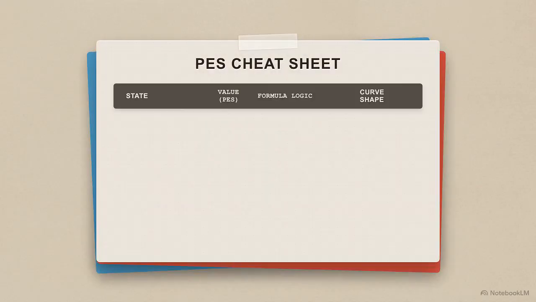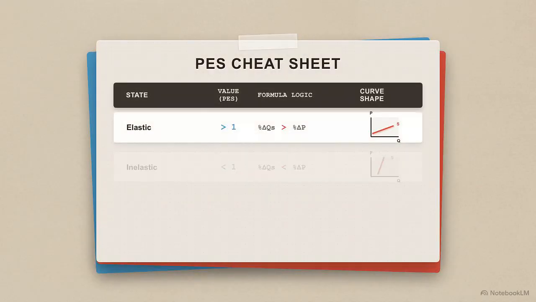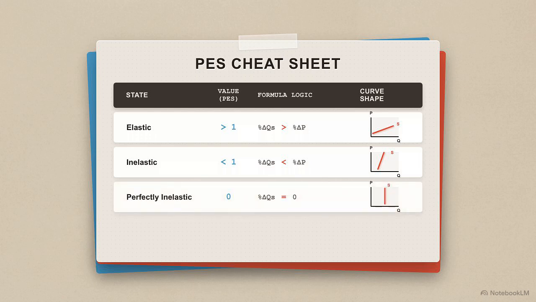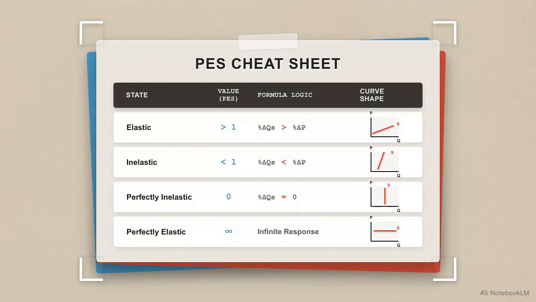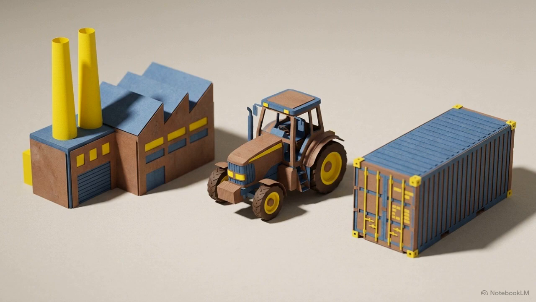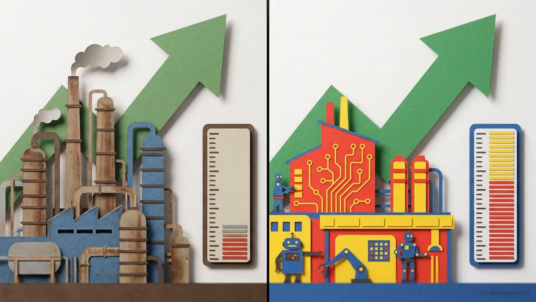This table organizes the thresholds we've discussed. It maps the formula to the 4 states of elasticity, their numerical values, and curve shapes. Take a screenshot for your notes. It's a quick reference for solving elasticity problems. Understanding these variables allows us to analyze how different industries are likely to react when market prices shift.